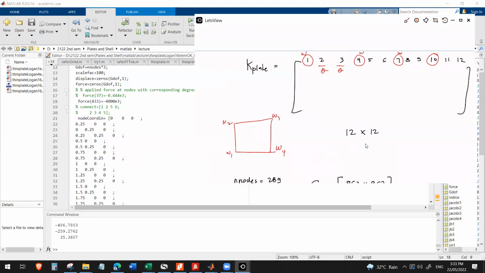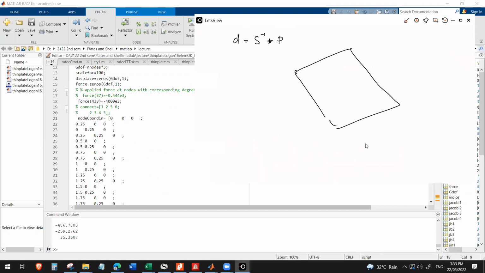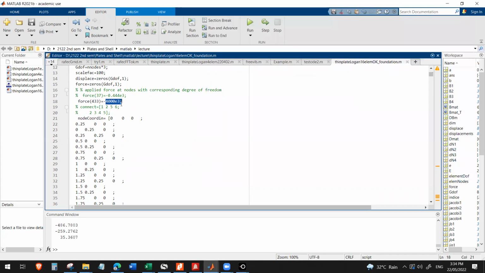So if this is 145, the degrees of freedom there is 435, right? Multiply by 3. So if this is my concentrated load, the vertical displacement degrees of freedom corresponds to 433. Okay, because 434 and 435 is rotation. 433 is the vertical displacement. Why? The force is applied at node or degrees of freedom 433. Okay, and it's 4000 kilonewton.